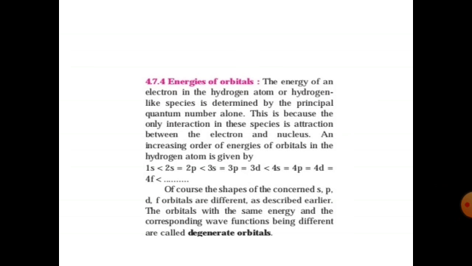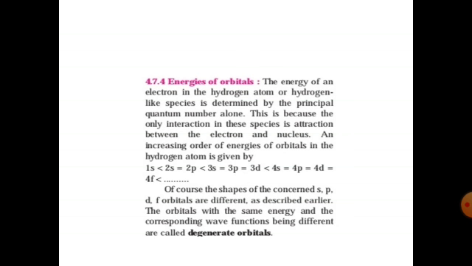In the last lecture, we also completed the shapes of orbitals and Bohr's theory, the Lyman series of the hydrogen atom. Today we'll see the energies of orbitals. The energy of an electron in the hydrogen atom or hydrogen-like species is determined by the principal quantum number alone, because the only interaction in this species is the attraction between the electron and the nucleus.